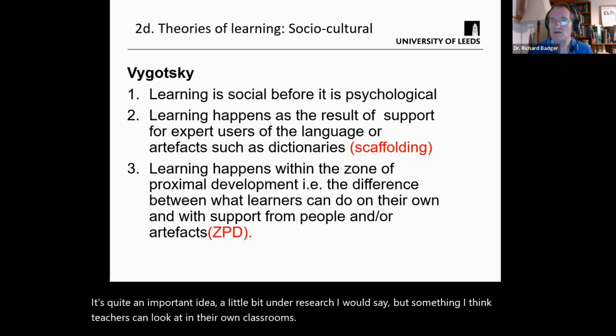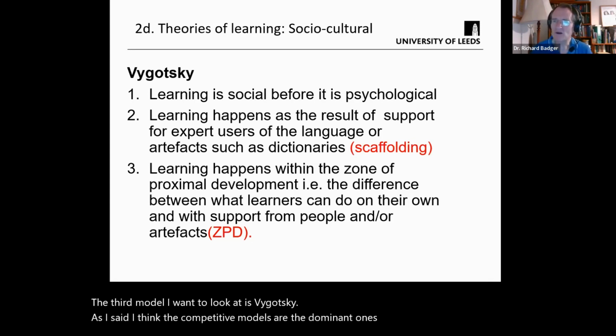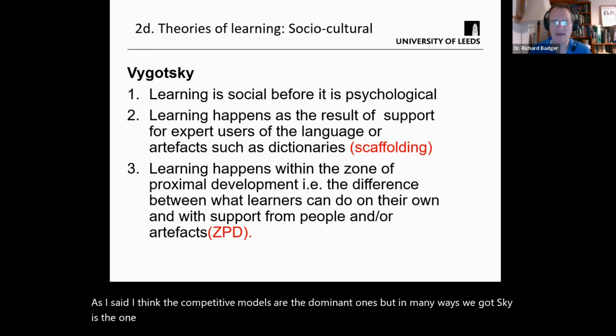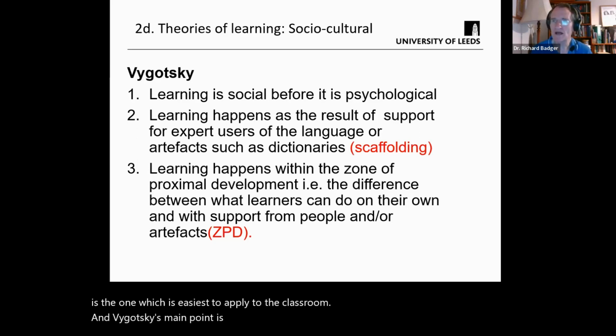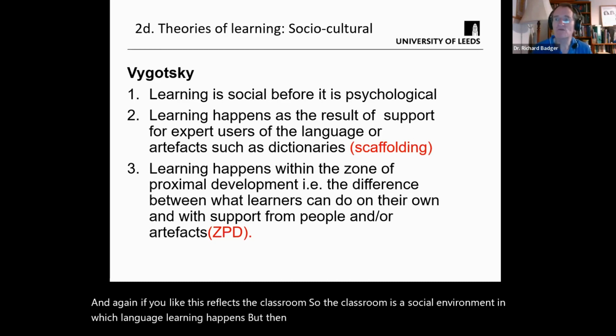Now, the third model I want to look at is Vygotsky. As I said, I think the cognitive models are the dominant ones, but in many ways, Vygotsky is the one which is easiest to apply to the classroom. All right. And Vygotsky's main point is that learning starts off as social and then becomes psychological. And again, if you like, this reflects the classroom. So the classroom is a social environment in which language learning happens, but then you hope that when people leave the classroom, they have that psychological knowledge in their heads.